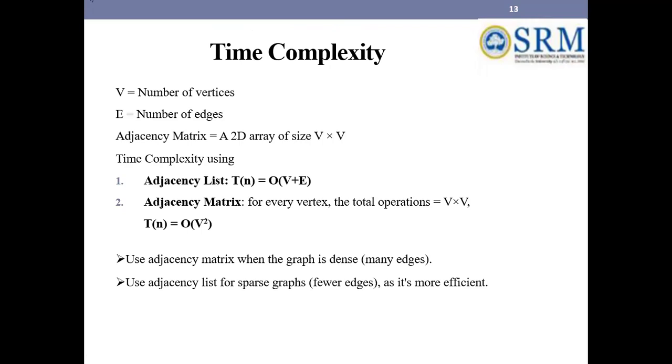For adjacency list, order of V plus E. For adjacency matrix, there is a V cross V matrix, and for every vertex, it performs V operations. So we use an adjacency matrix when the graph is dense, with many edges. If the graph has a large number of edges, that is called a dense graph, we can use BFS with an adjacency matrix, and use an adjacency list for sparse graphs, that is, graphs with fewer edges, which is more efficient. So matrix for complex graphs and adjacency list for normal graphs with fewer edges. So the time complexity is order of V plus E, and order of V square.